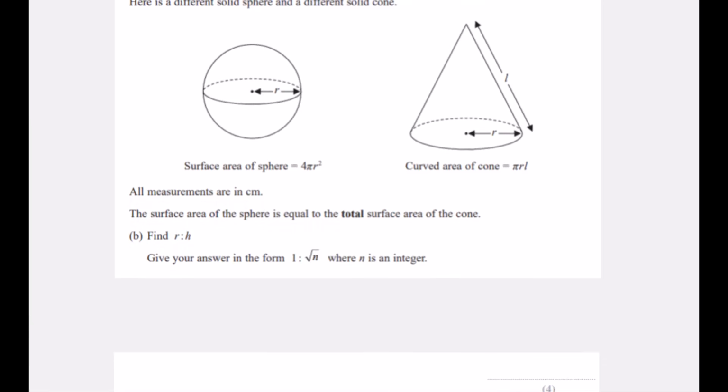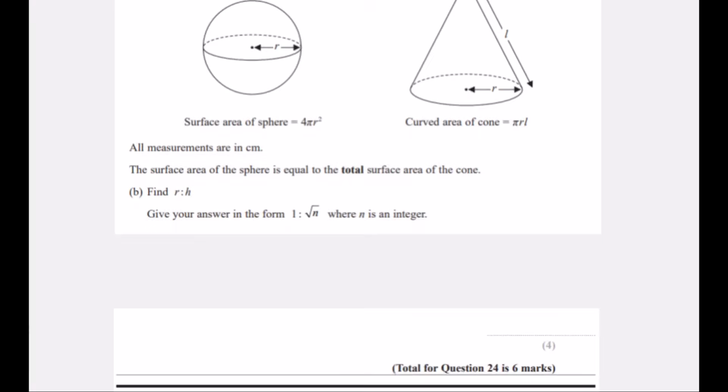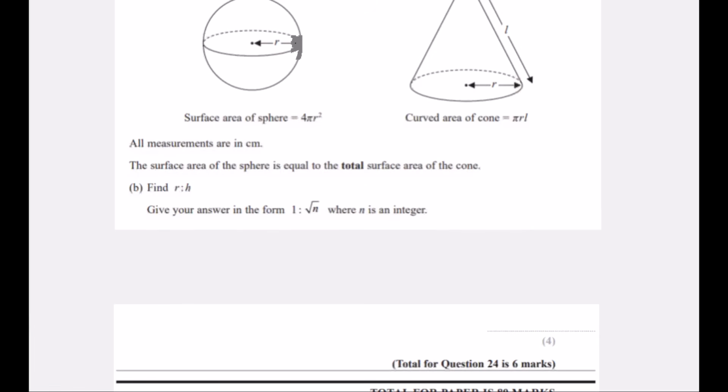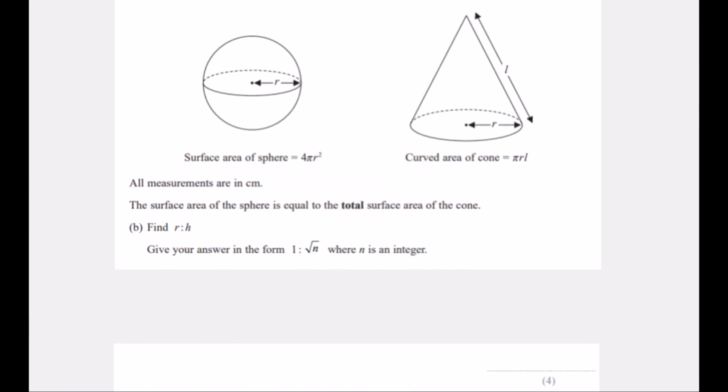Here is a different sphere and cone. The surface area of the sphere is equal to the total surface area of the cone. So it's solid. Find the ratio r to h. So we've got the surface area of the sphere, 4 pi r squared, equals the total surface area of the cone. So it's pi r L plus, so that's the curved surface area, plus the base, which is a circle, so pi r squared.